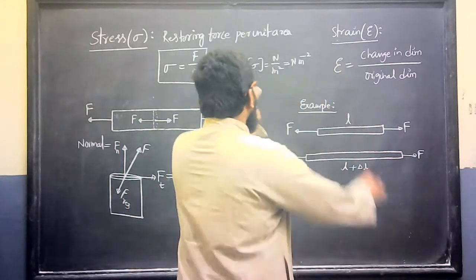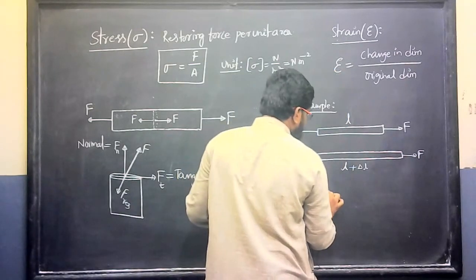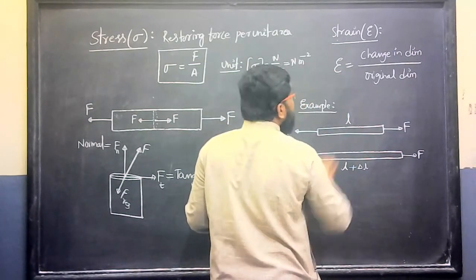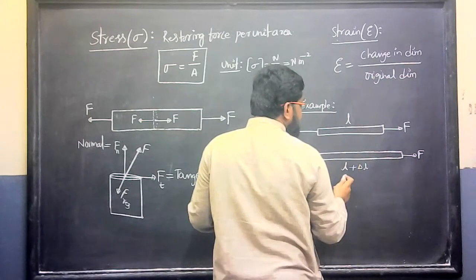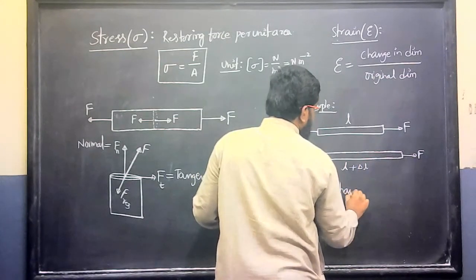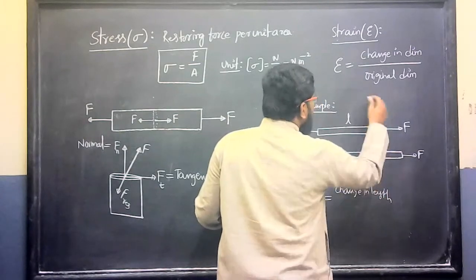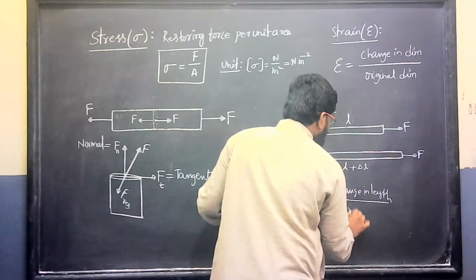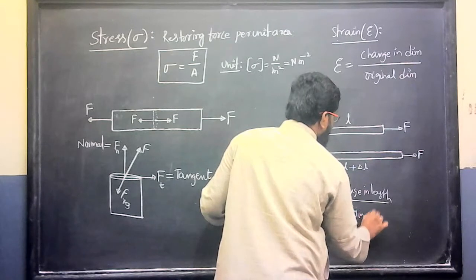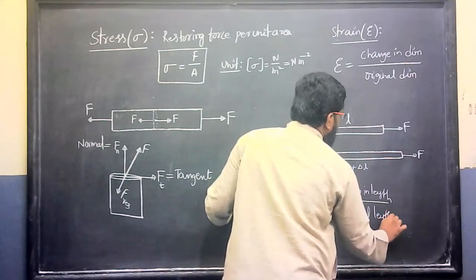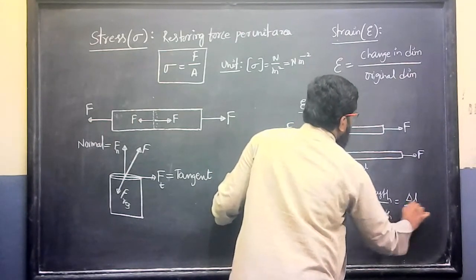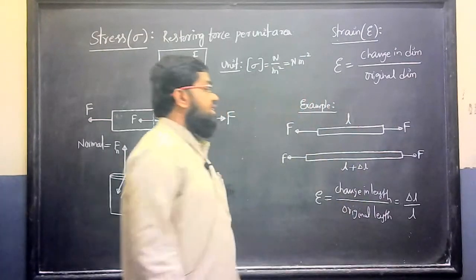So in this case what will the strain be? In this case, strain is equal to change in dimension, that is change in length, divided by original dimension. So original length. So change in length delta L divided by original length.